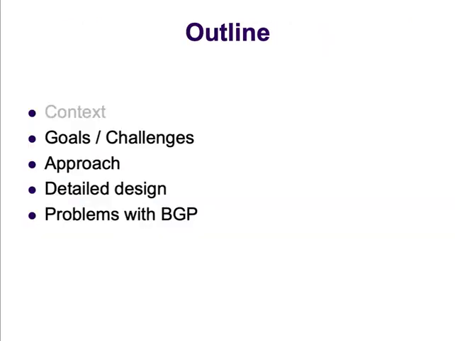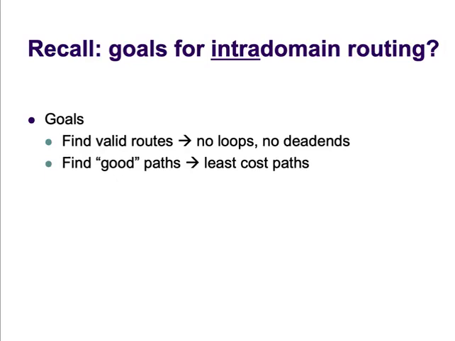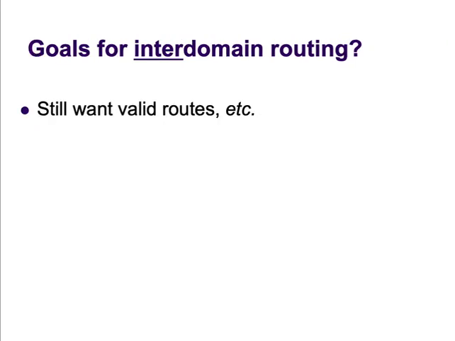Okay. So where we're going to go from here, now that you have this ecosystem in your heads, is to start to design what interdomain routing should look like. Anytime we design something, we have to start with our goals. So what are the goals for interdomain routing? In intra-domain routing, we had very clear goals: valid routes and least cost routes. No loops, no dead ends, and least cost. In interdomain, we still want all of those things. We still want valid routes. You never want a route that loops. That's just not a good idea.